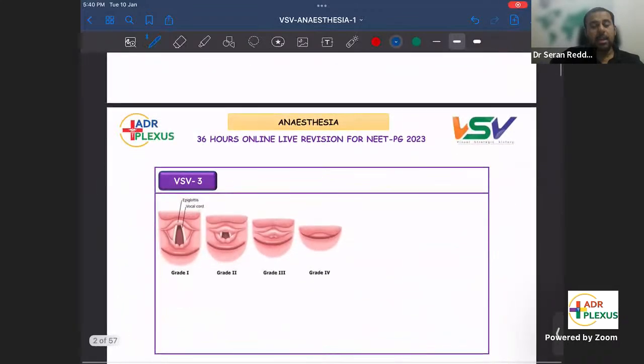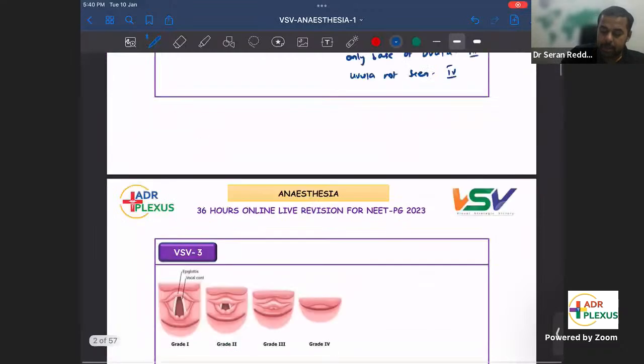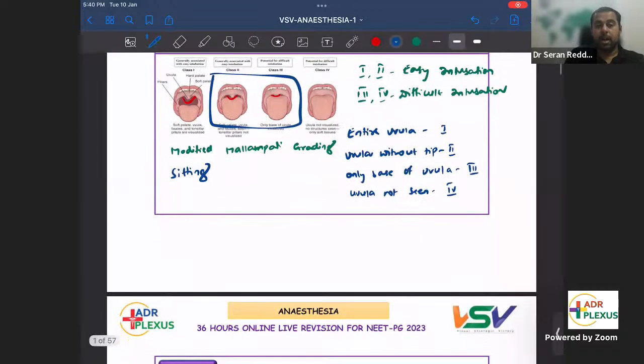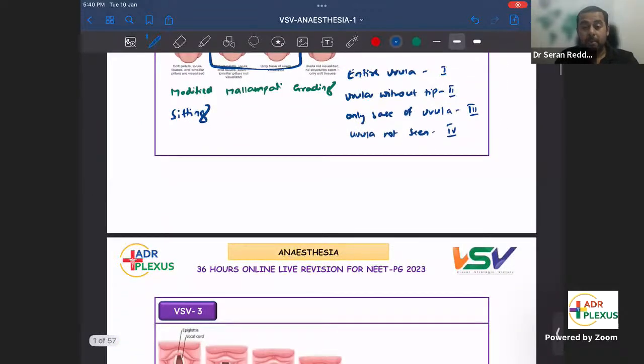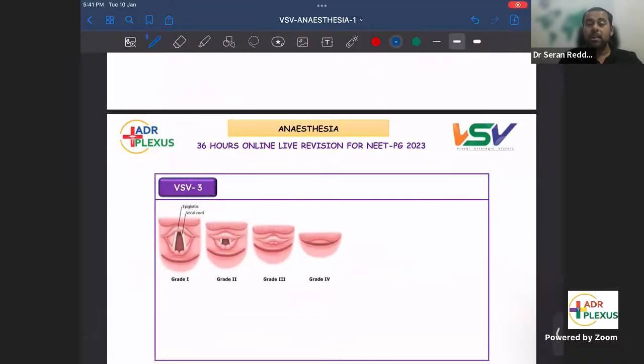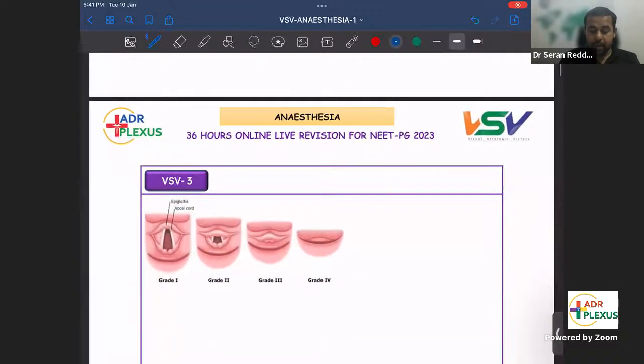Then coming to the third thing, this is Cormack-Lehane grading. Modified Mallampati grading is done in a sitting position. Cormack-Lehane grading is done in a supine position, when the patient is lying supine just before the laryngoscopy. Just before inserting the tube, once you insert a laryngoscope into the mouth, you see what structures are visible. So this is Cormack-Lehane grading.